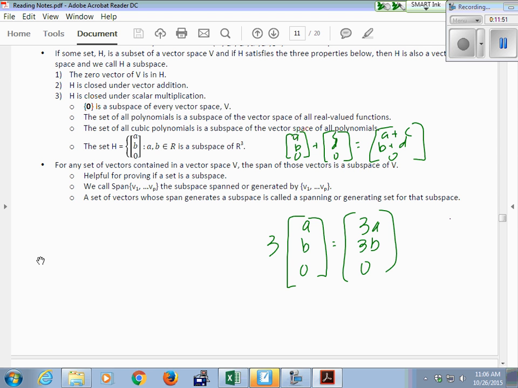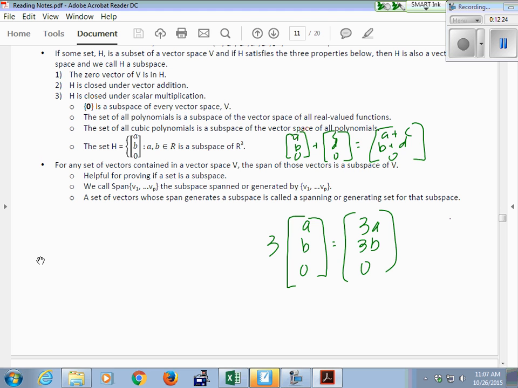(a, b, 1) would not be a subspace because it wouldn't contain the 0 vector. (a, b, c) would be the entire vector space R3. I think I misspoke. (a, b, 1) is a subset of R3, a smaller collection of things from R3, but it's not a subspace because it doesn't satisfy the three properties.